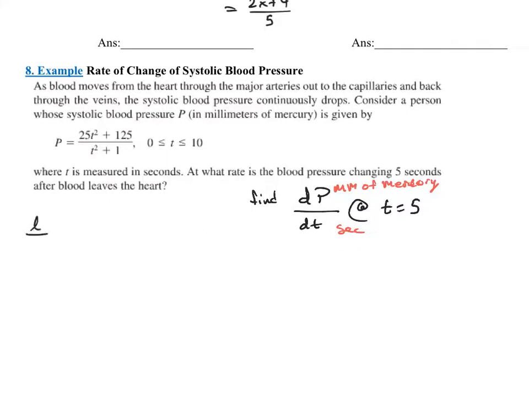What's the low function? The low function here would be t squared plus 1. What's the derivative of that low function? Well, the derivative of t squared is 2t. The derivative of 1 is 0. So the derivative of t squared plus 1 is just 2t.